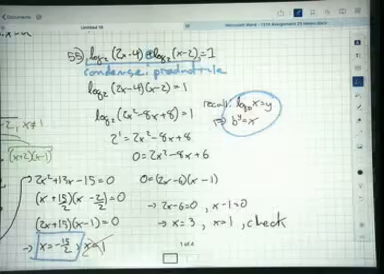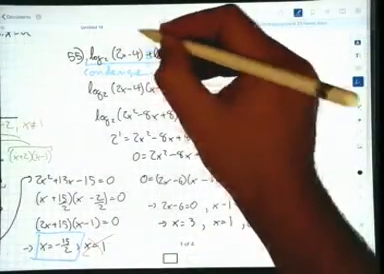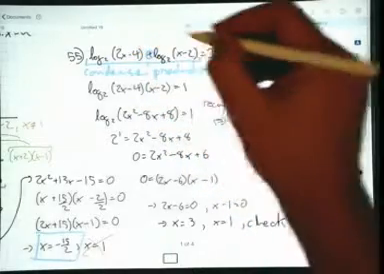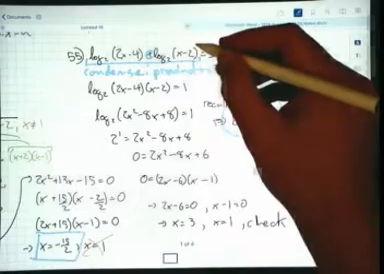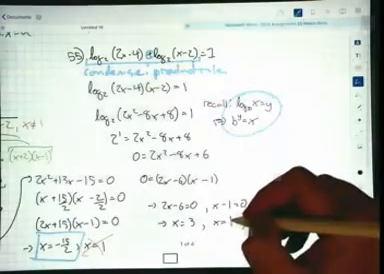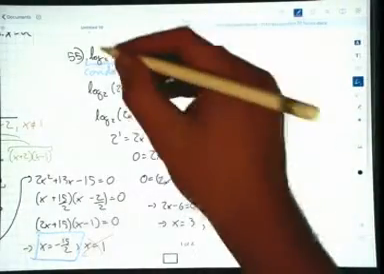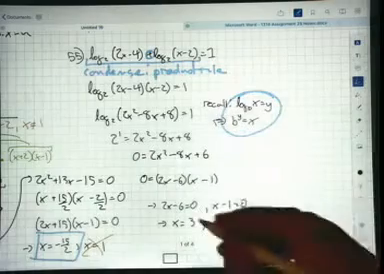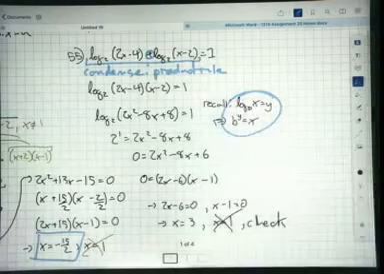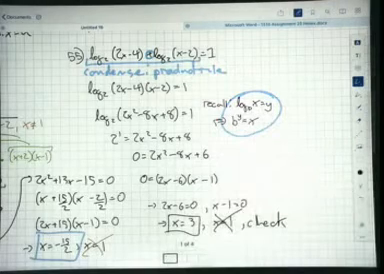Check. So let's start with 3. 2 times 3 is 6, minus 4 is 2. I can take the logarithm of 2. 3 minus 2 is 1. I can take the log of 1. So that works. What about 1? 2 times 1 is 2, minus 4 is negative 2. I cannot take the logarithm of negative 2, so automatically I'm going to throw that answer out. Now I can check by hand, but I'm just going to leave it for you to do that. I'm going to just verify that x is equal to 3. Done.